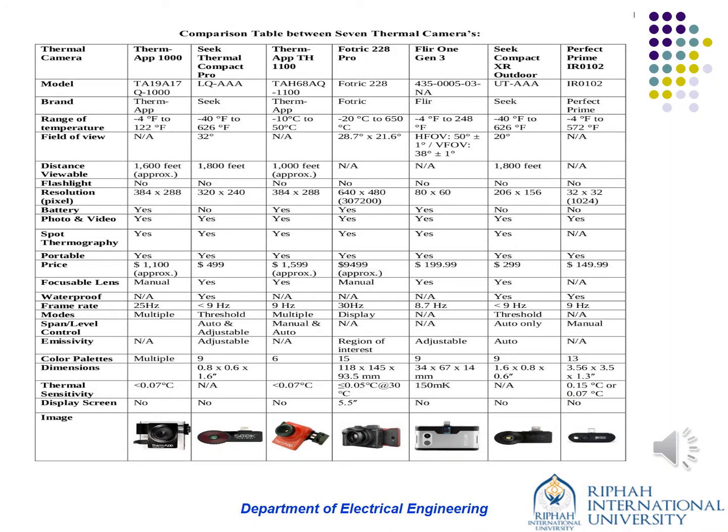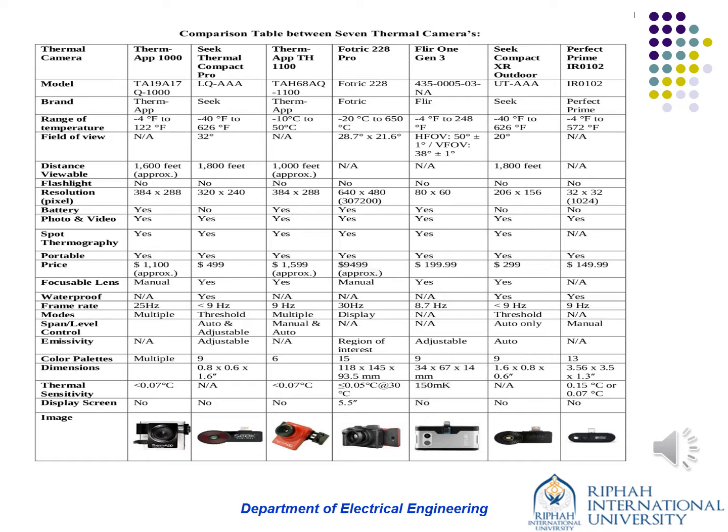In this slide, we have a comparison table between 7 different thermal cameras. This comparison table shows the complete market view, and we have researched these cameras and put the data in tabular form. In this table, we have shown different things about the thermal cameras, like model, brand, temperature range, field of view, distance, flashlight, battery, photo and video capability, portability, spot thermography, price, and whether it is waterproof or not, and other things that are shown in this table.